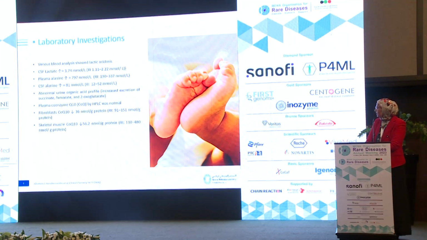On laboratory investigation, the baby had elevated blood lactate levels. The CSF lactate was also elevated, together with both CSF and plasma alanine. This sort of pattern is usually found in patients with mitochondrial disorders. He also had an abnormal urine organic acid examination with increased excretion of succinate, fumarate, and 2-oxybutyrate in urine. His plasma coenzyme Q10 was actually normal. However, on skin and muscle biopsy, the levels were significantly reduced, and that is what gave the case away and proved the diagnosis.